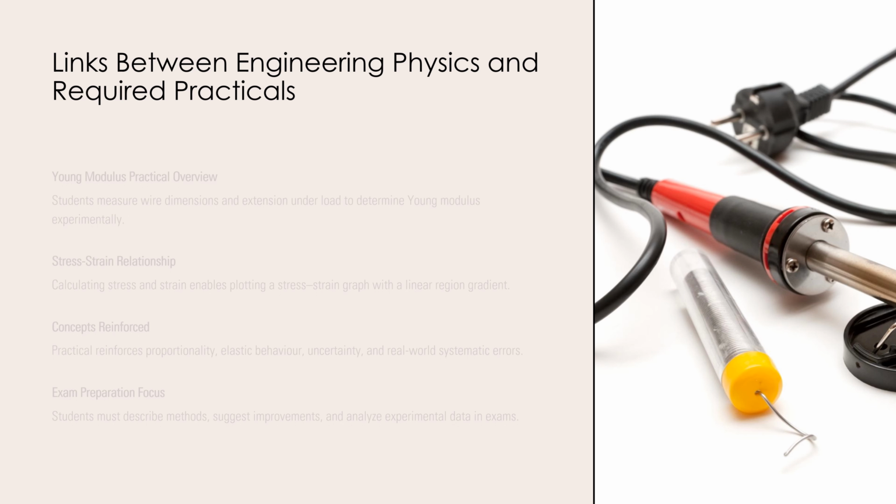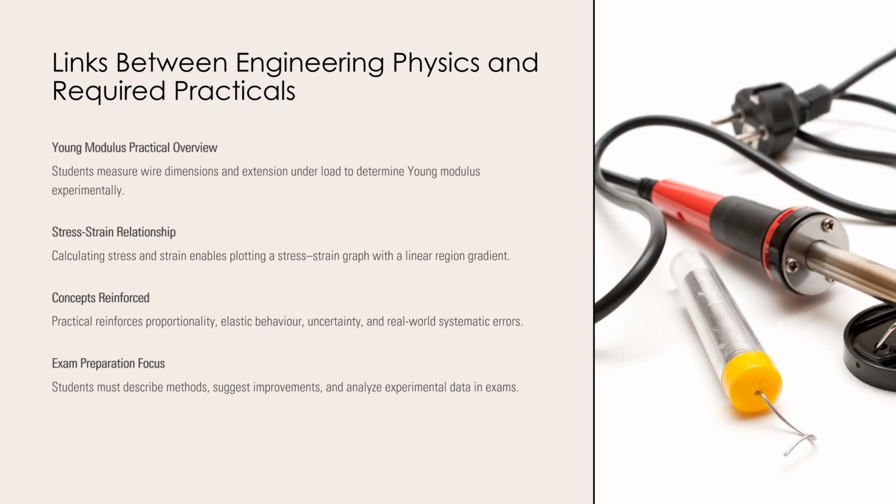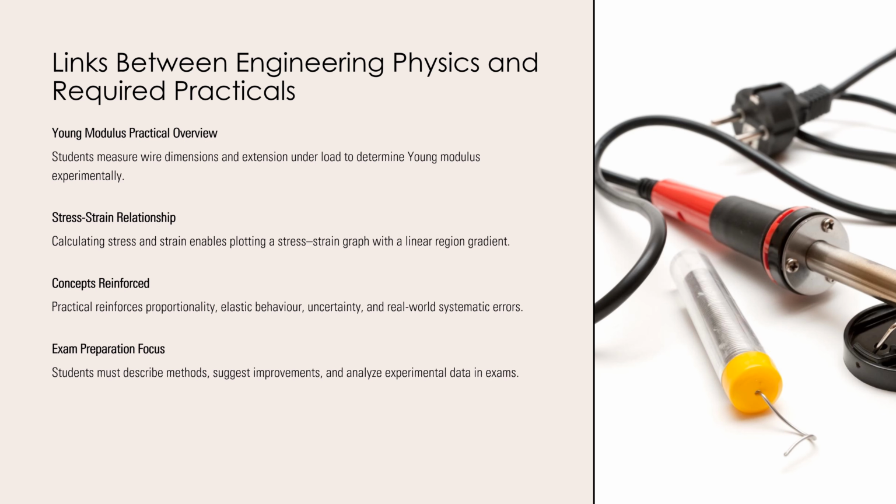The engineering physics topic is closely linked to the required practical on the determination of Young modulus. This practical provides experimental evidence for theoretical relationships between stress and strain and develops essential laboratory skills. Students measure the diameter and original length of a wire, apply known loads, and measure extension using a micrometer and ruler or vernier scale. From these measurements, stress and strain are calculated, and a stress-strain graph is produced. The gradient of the linear region gives the Young modulus.